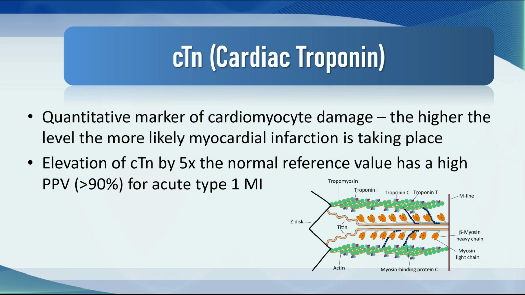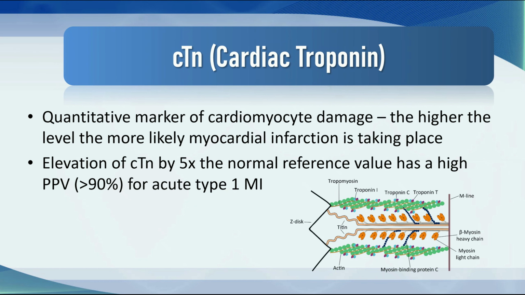Cardiac troponin is the quantitative marker of cardiomyocyte damage. The higher the level, the more likely myocardial infarction is taking place. If the troponin is elevated by 5 times the normal reference range, there is a 90% positive predictive value for acute type 1 myocardial infarction. Type 1 meaning coronary thrombosis.